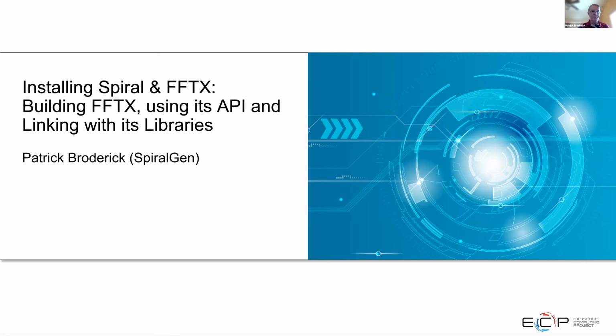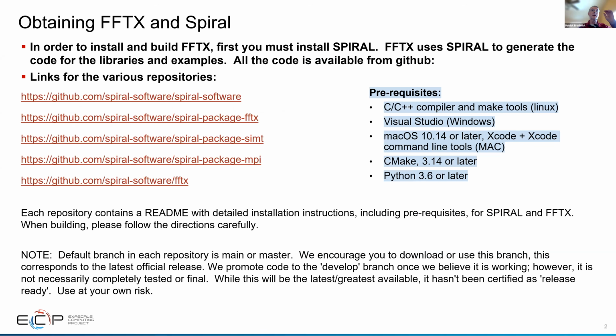So I'm going to talk about obtaining and installing Spiral and FFTX. FFTX depends on Spiral for code generation. So we need to download and build Spiral first, and then we will be able to build FFTX and the libraries. And once the libraries are built, we'll talk briefly about how you would access and use them. And you got a very high-level overview of that just a moment ago from Phil.